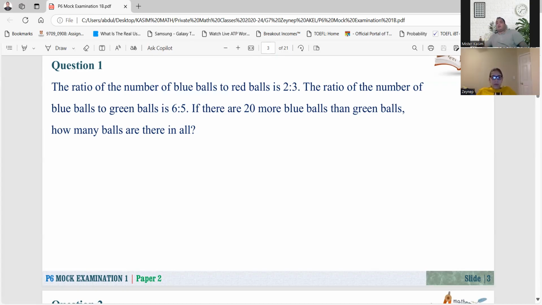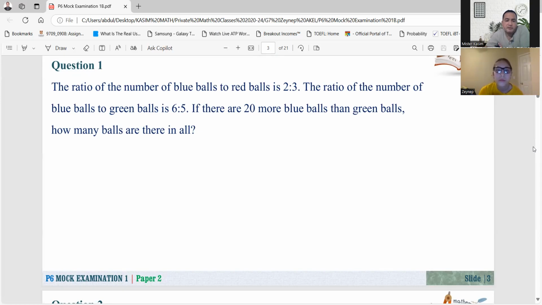Anyway, look, I will show you one more example. Read the question first. The ratio of the number of blue balls to the red balls is 2 to 3. The ratio of the number of blue balls to green balls is 6 to 5. If there are 20 more blue balls than green balls, how many balls are there in all?